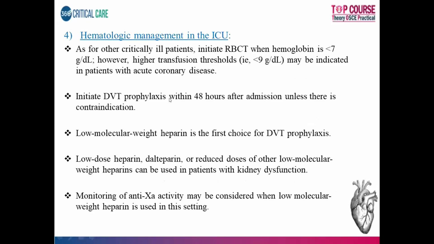Same as any other critically ill patients, transfuse if the hemoglobin is less than 7. If the patient has a hemorrhage or a hemorrhagic shock as a cause of cardiac arrest, please keep it more than 7. And if the patient has an underlying coronary artery disease, then the transfusion threshold should be higher, that is at least 9. The other things are usually the normal things. Initiate the DVT prophylaxis either with low molecular weight heparin or unfractionated heparin.